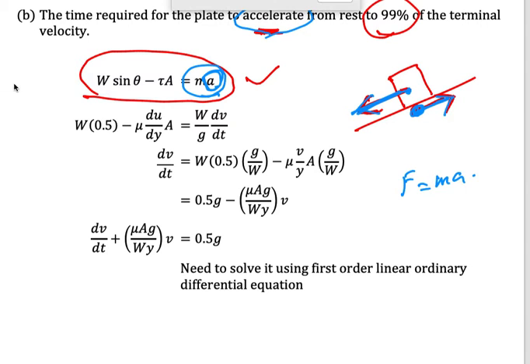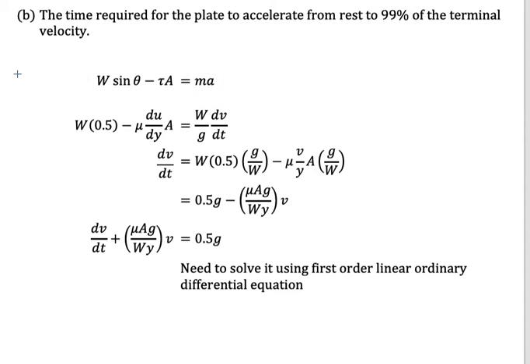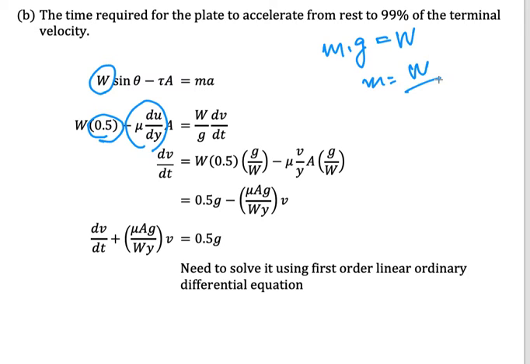So then we simplify everything. We know that sine 30 is 0.5, and then we substitute tau as mu dU/dy here, A, and m is W over g. Mass and weight are totally two different things. W here is mass times gravity. Because we want to take the weight here, we change the m as m is equal to W over g, so we substitute with W over g.